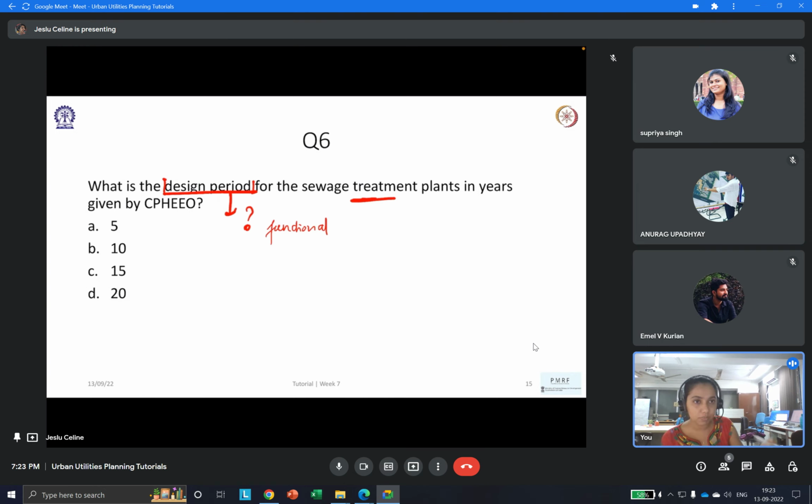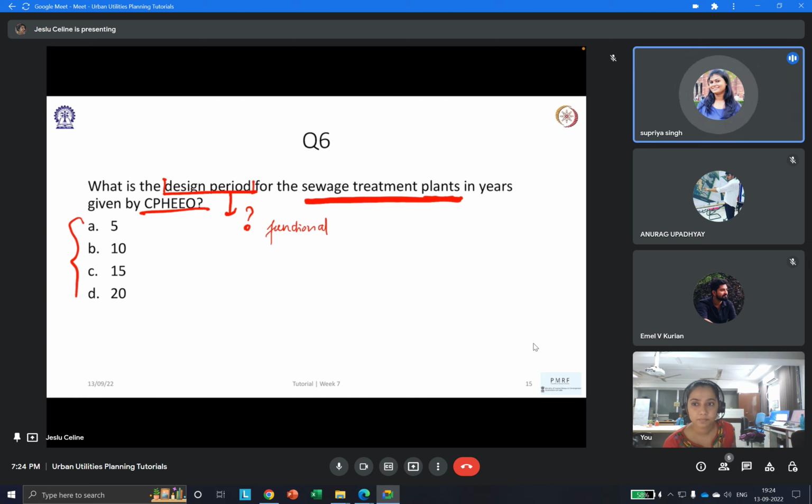We have already discussed that there are certain guidelines, based on all these projections and land use variations, that say if you're designing a treatment plant, it should stay for so many years. One such guideline is the CPHEEO guideline. Here they are mainly asking about the sewage treatment plant. What should be the design period for a treatment plant? Supriya, any guesses? No, it's 15 years, I guess. Okay, it is 15 years.